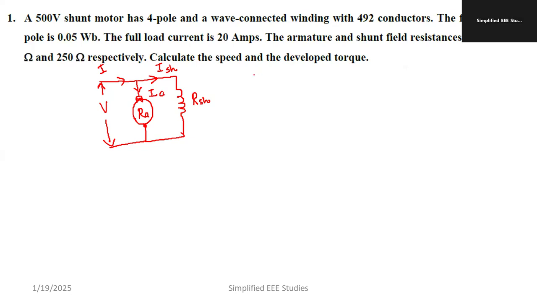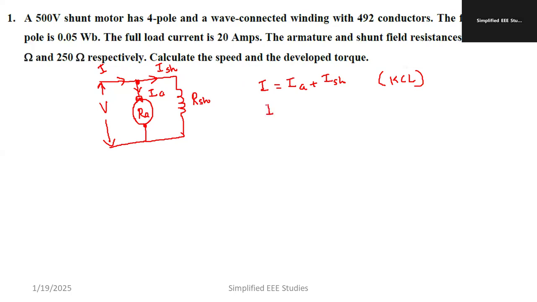We can write some relation also. The load current can be written as the sum of IA plus ISH. How is it written? Because you need to apply Kirchhoff's current law, KCL. The total current entering at a junction, this is my junction, is equal to I. The total current leaving from the junction is the summation of IA and ISH.